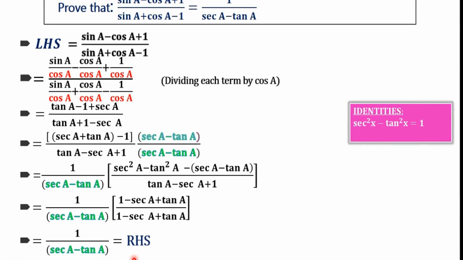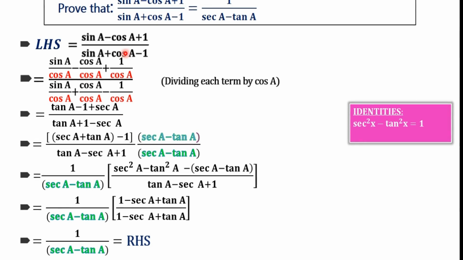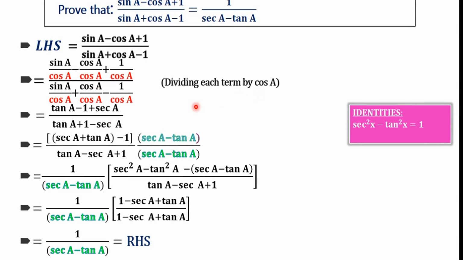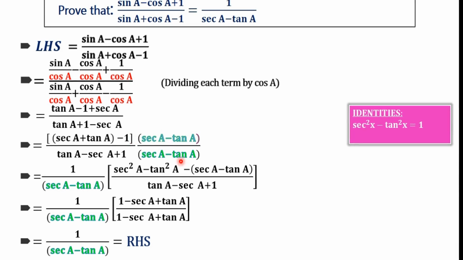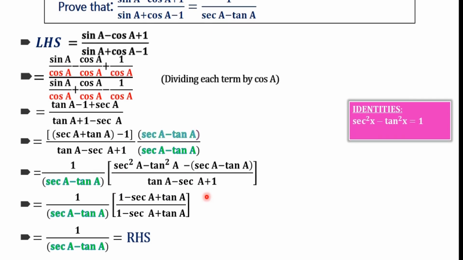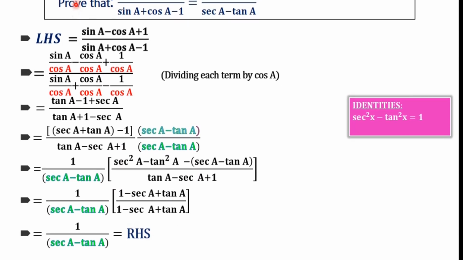So what we have done so far: at first we took our LHS and made each and every term in terms of sec A and tan A by dividing by cos A. In the next step, we multiplied and divided by (sec A minus tan A) in the numerator and denominator, took the 1 by (sec A minus tan A) outside, and cancelled each and every term after that in order to get our RHS.